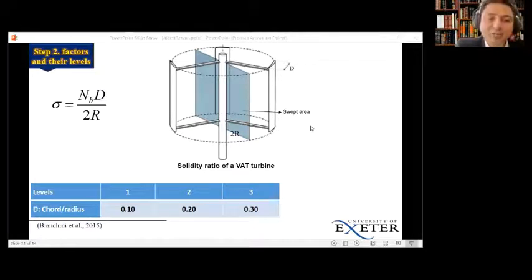According to Armstrong and his colleagues, the solidity ratio should not exceed 0.5. Since the number of blades of the turbine is considered as 3, a ratio is considered to be optimized as a representative of solidity ratio. Considering this upper limit, in this study, 0.1, 0.2, and 0.3 were considered as chord radius ratio.